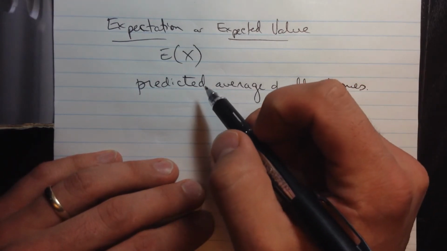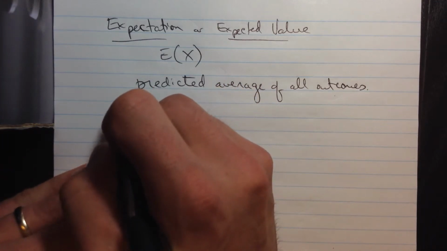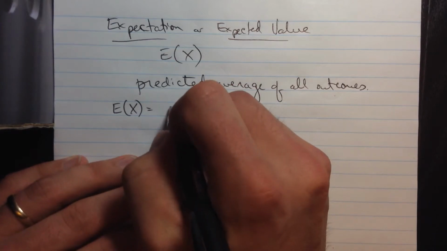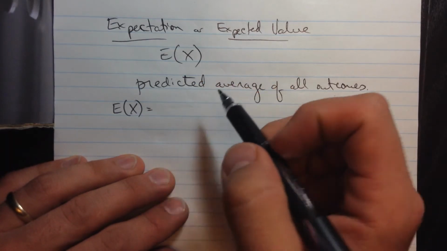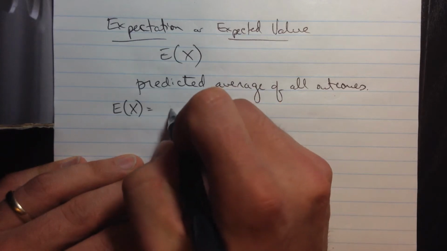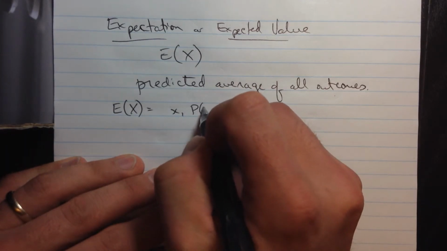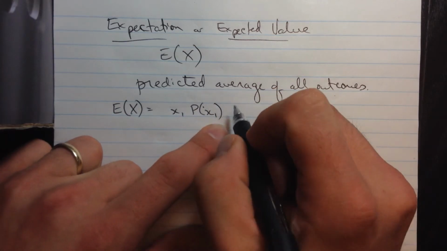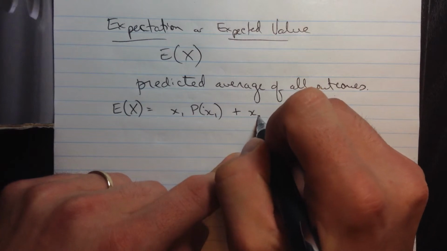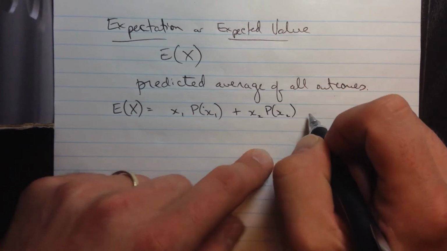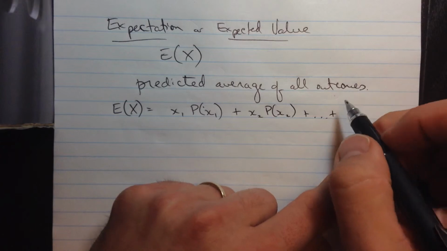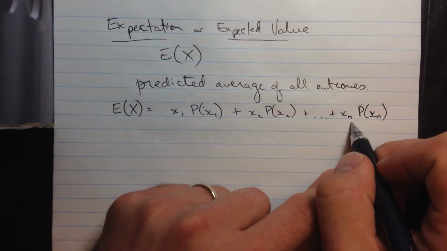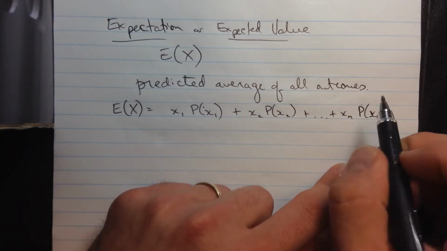So the way we calculate this is what we call a weighted average. You take the probability of the first value times the value itself. So the first value times its probability. So that's x1 times the probability of x1, plus the second value times its probability, plus, and so on, right to the end, x sub n times the probability of xn.